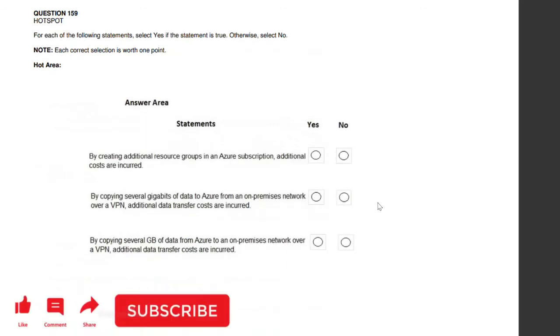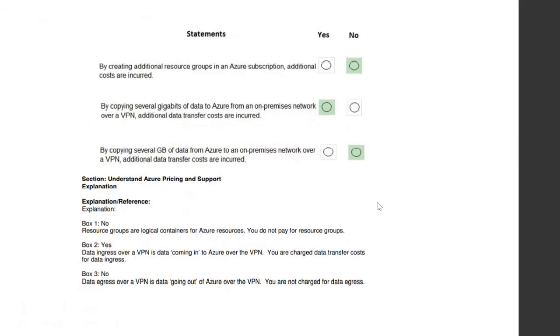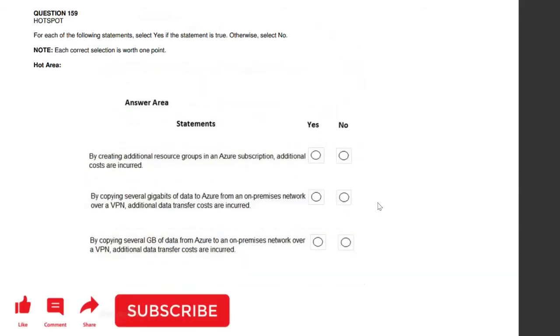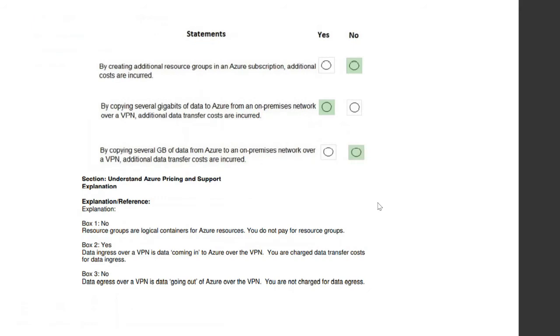So moving to the 159th question. This is also a true or false question. By creating an additional resource group in an Azure subscription, additional costs are included. So the answer is no. The resource groups are logical containers of Azure resources, so you do not pay for resource groups. By copying several gigabytes of data to Azure from an on-premises network over a VPN, additional data transfer costs are incurred. Obviously, yes. So the answer over here is yes.